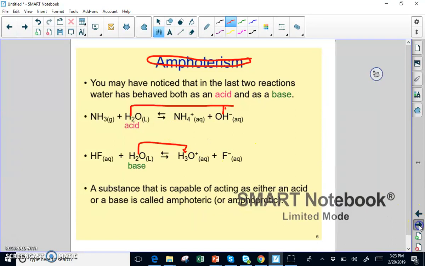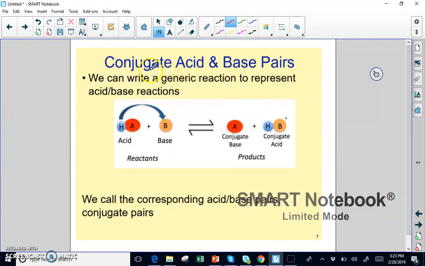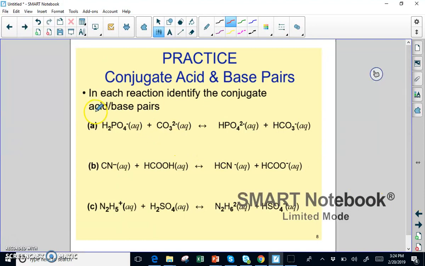Okay, so now back to identifying the conjugate acid and base pairs. Every acid in a reaction has a conjugate base, it's what it becomes, and every base in a reaction has a conjugate acid in the products. Our job is to recognize those pairs. So if we look at this, this becomes that.